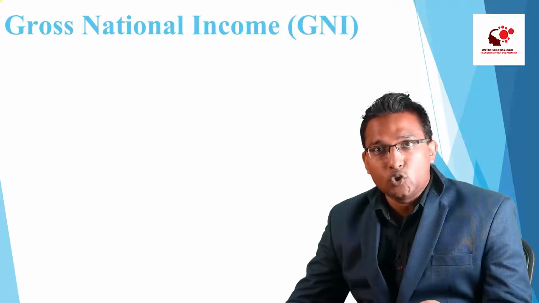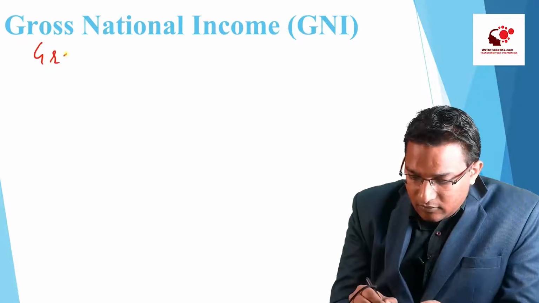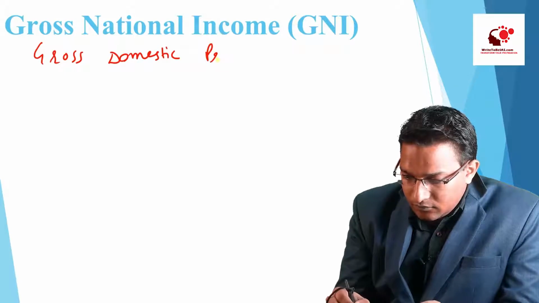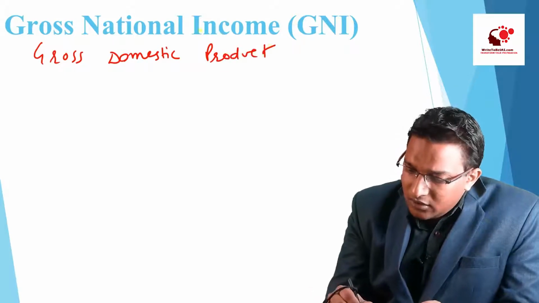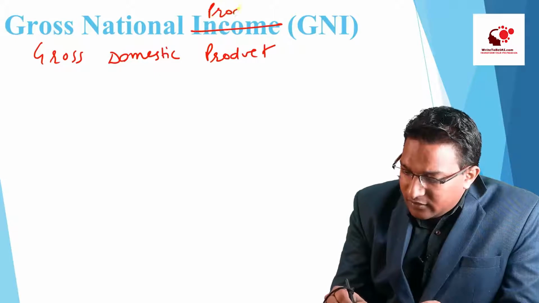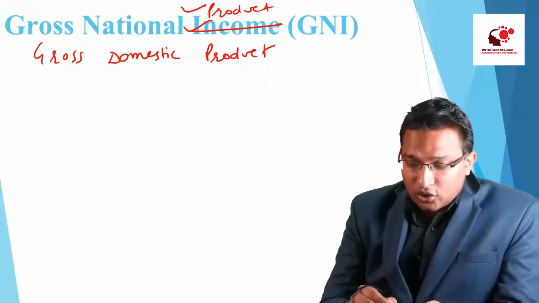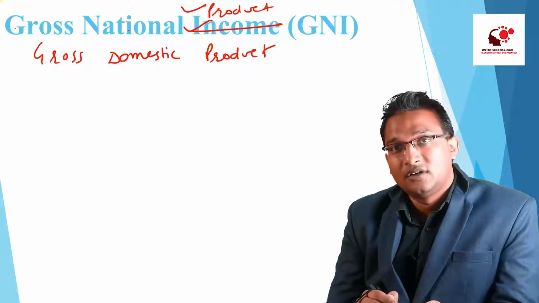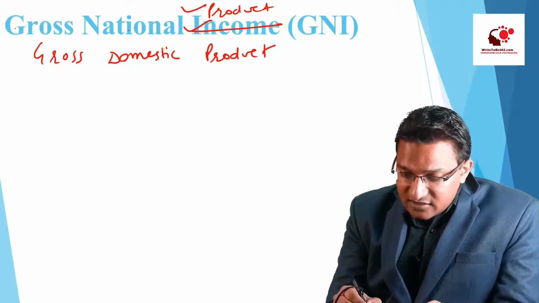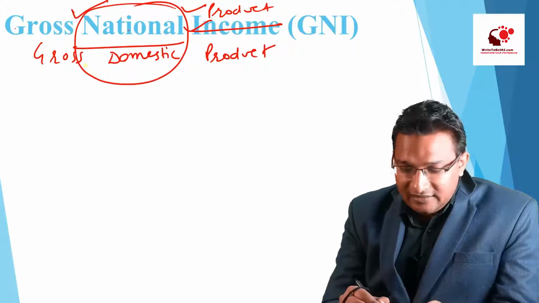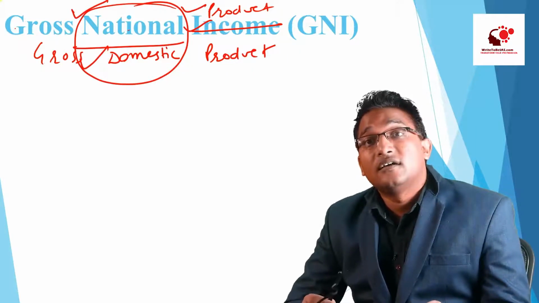So the first term is gross national income. Here, first of all, this income or product, it is the same, right? We can alternatively quote it as the product also. So gross national product or gross domestic product. Here you can see the only difference is this one. In the GNP we are saying national and in the GDP we are saying domestic.